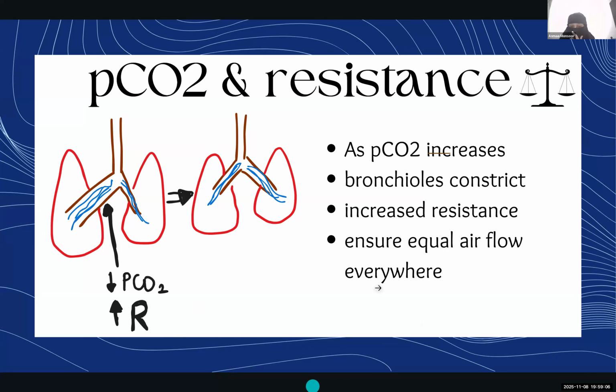This is important to know. I hope you got it. Yay! More gas exchange, so as a result, there is more. Yes, Mariam. When there is more gas exchange, there is less carbon dioxide. That's exactly what I wanted to know. Okay.